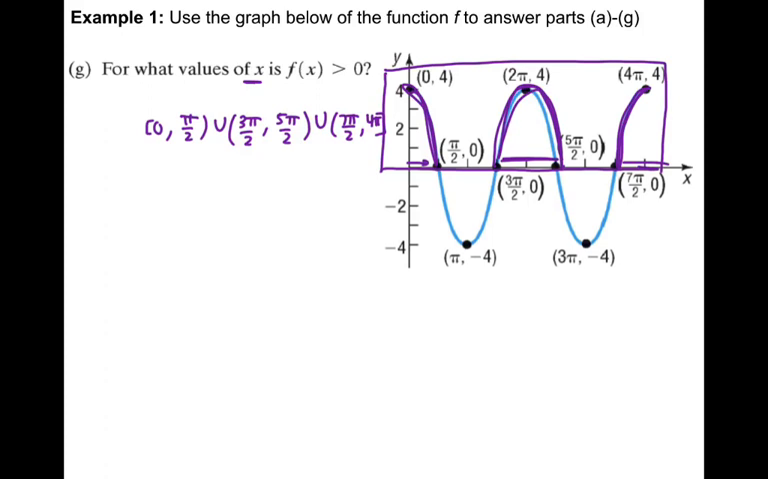Now, if you don't like interval notation, we can rewrite this with inequalities. The first one, 0 to pi over 2, is 0 is less than or equal to x, which is less than pi over 2. And then 3 pi over 2 is less than x, which is less than 5 pi over 2. And then the last one, 7 pi over 2 is less than x, which is less than or equal to 4 pi. So you could also write it that way. Doesn't matter to me. Pick the way that you like best and stick with that.